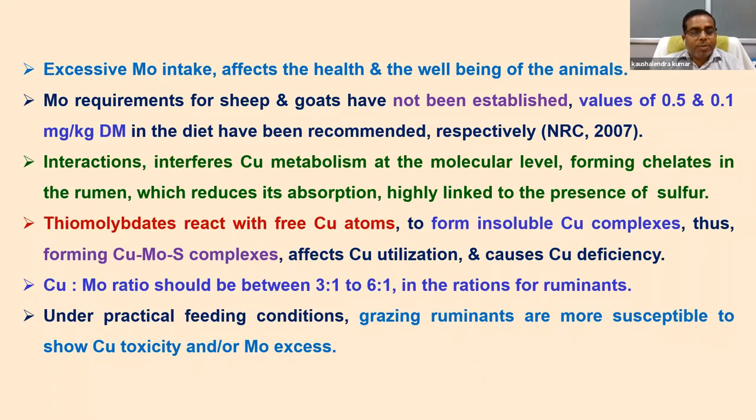What should be the ratio of copper and molybdenum for its optimum utilization in ruminants? It should be 3:1 to 6:1 in the ration. When these ratios are maintained in the ration, there may be less chance of interaction among those minerals and utilization of copper will be better. But under practical feeding conditions, grazing ruminants are more susceptible to showing copper toxicity in respect of the stall fed animal.